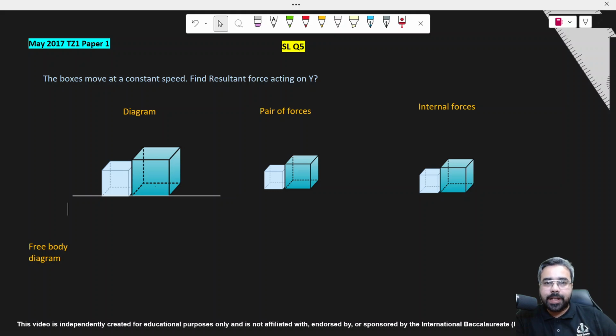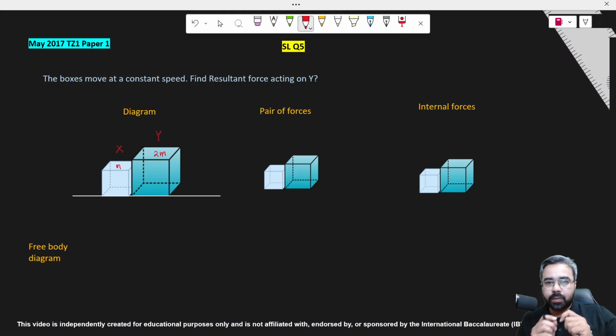Hi, this question is an application of Newton's laws of motion. You see in a diagram, the two boxes are placed side by side, and one box has a mass m, whereas the other box has a mass 2m. This is box X and Y.